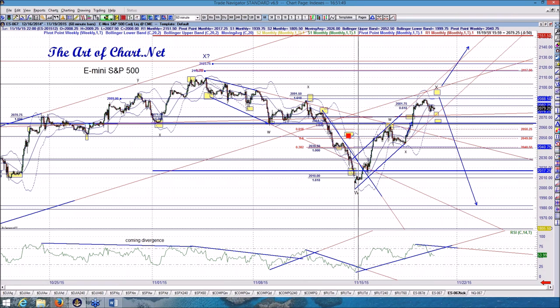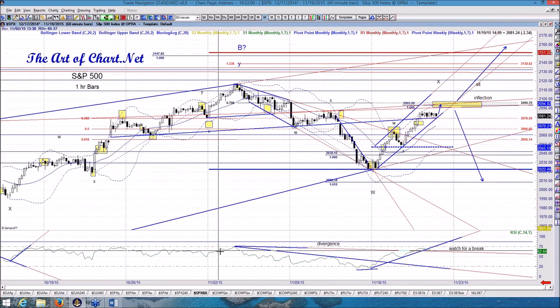2138 is a fortress. It is a brick wall. If we get through 2138, I will be absolutely impressed. Okay, let's go to the S&Ps. S&Ps are saying the same thing.